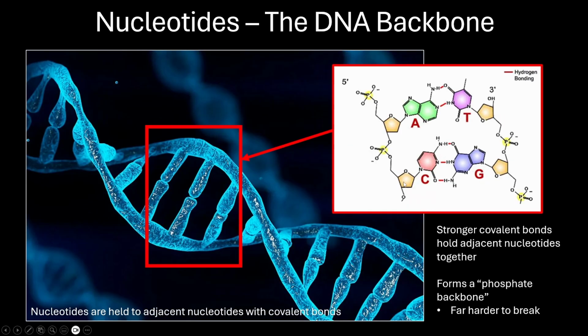But if we look at the linkages between nucleotides on the same strand, we can see a much stronger covalent bond that forms. These types of bonds are much less fragile, much tougher and harder to break, that link sugars to phosphates, phosphates to sugars, and those sugars to those nucleotides.